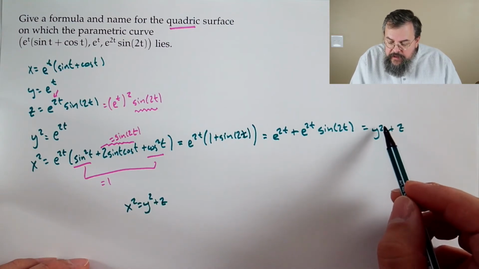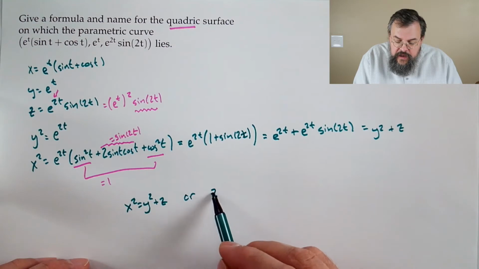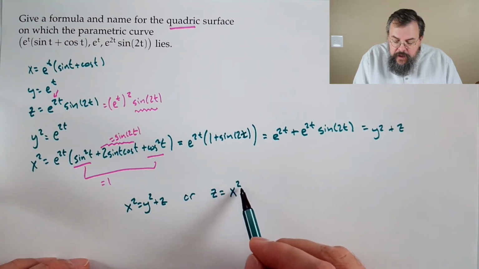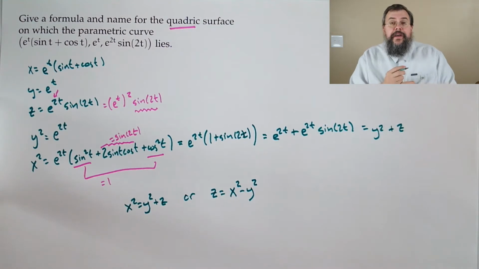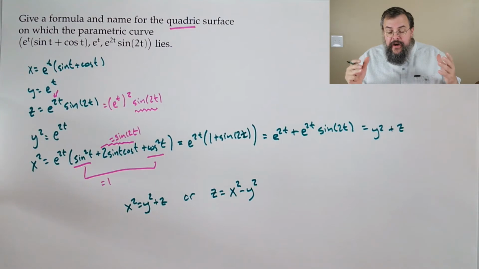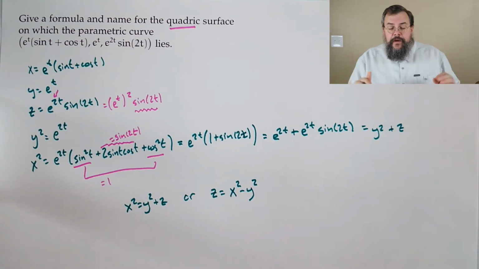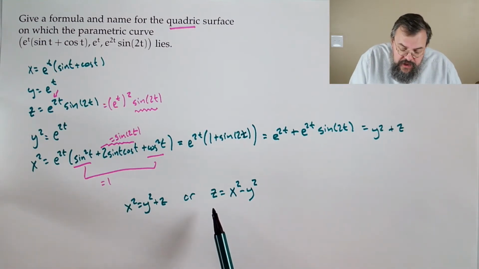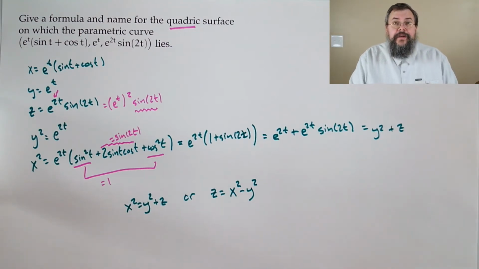Or z is equal to x squared minus y squared. So here's a relationship between x, y, and z. Now, that is a quadric surface, if we ignore where things came from. Because what we're really saying is that z of t is equal to x of t squared minus y of t squared, not just that z equals x squared minus y squared.